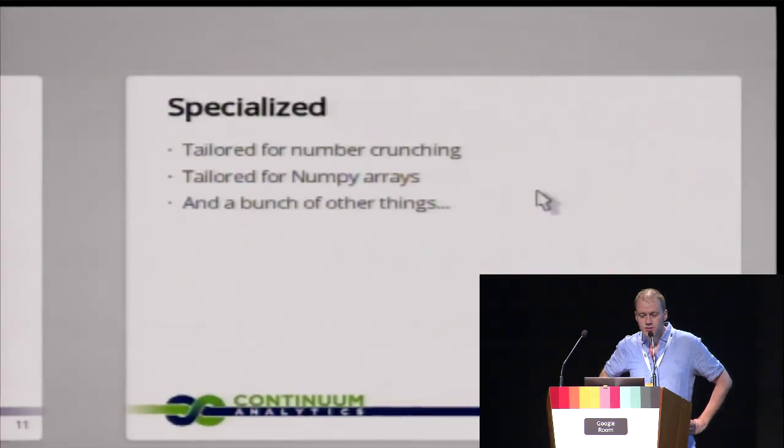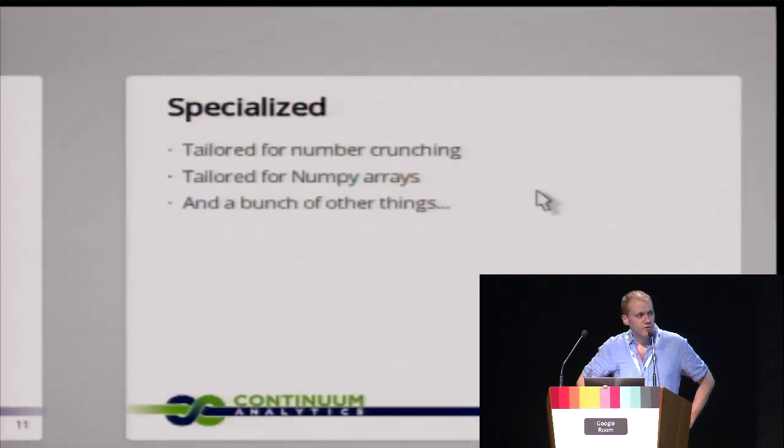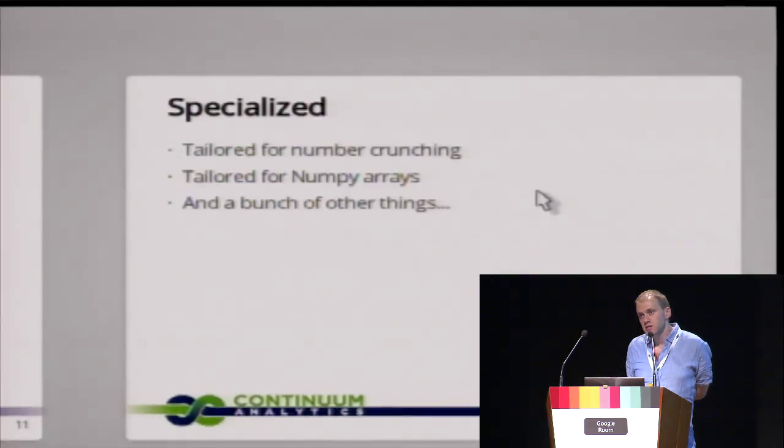So, as I said, it's specialized, right now for number crunching. It's tailored for NumPy arrays. That is, the NumPy array is the dominant data type in scientific computing. It has a lot of features, and we try to support them, and a bunch of other things. So we are slowly trying to extend the range of things that we support, but still right now it's more or less specialized in number crunching.